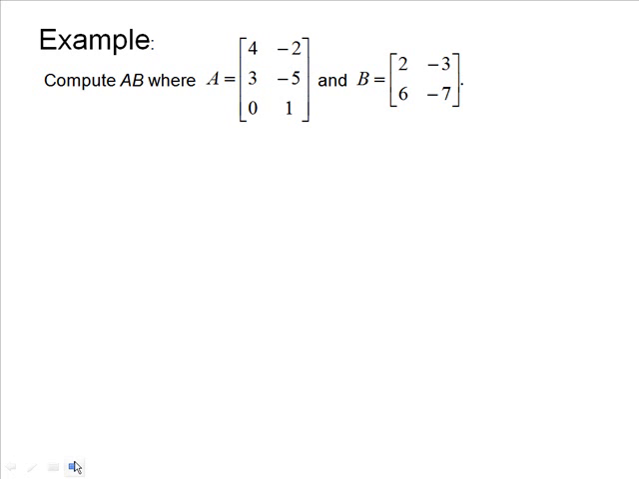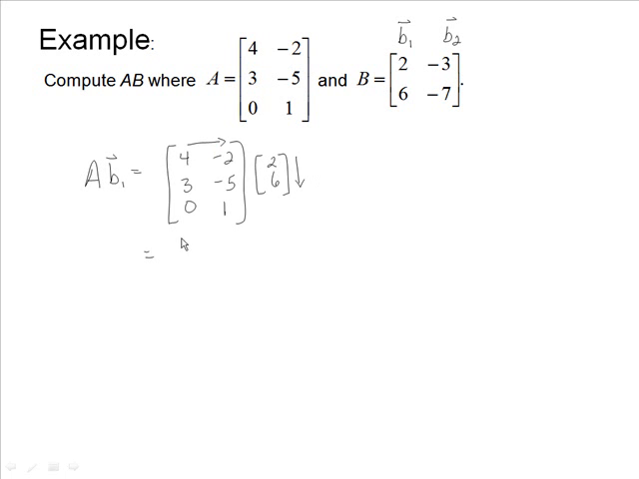We're going to multiply it out, and we're going to use the fact that B is made up of this vector B1 and this vector B2. So I'm going to multiply first my matrix A times my vector B1. So I have my matrix A times my vector B1, and we'll multiply across and down, and we see then that we get -4, -24, and 6.